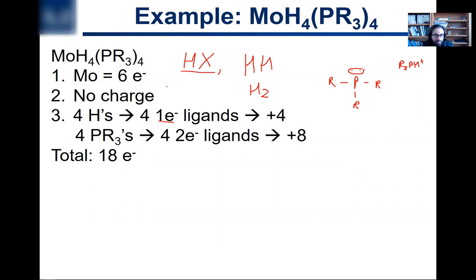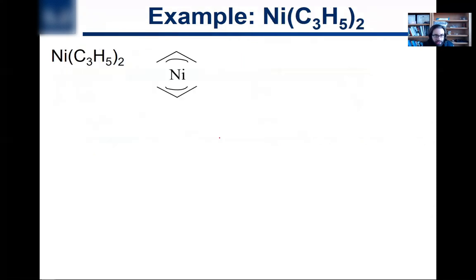All right, so then we add up the total amount of electrons. We got 6 plus 0 for the charge, 4 plus 8 is 18. So this is a particularly stable species. It follows the 18 electron rule.